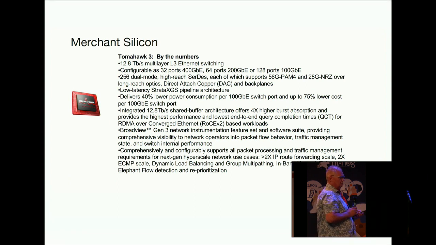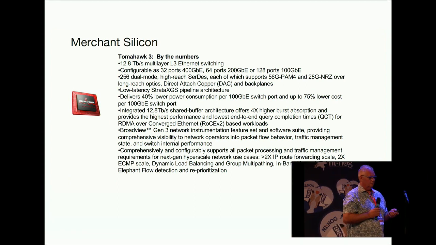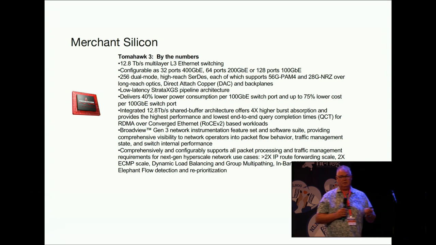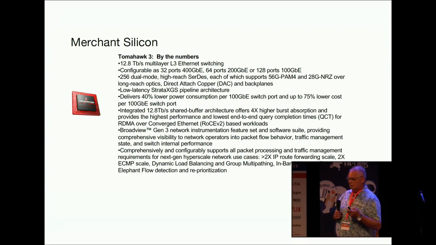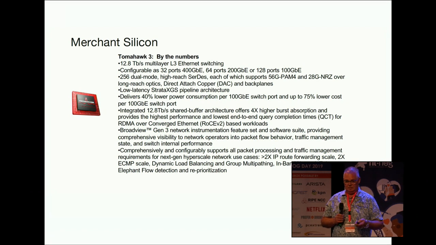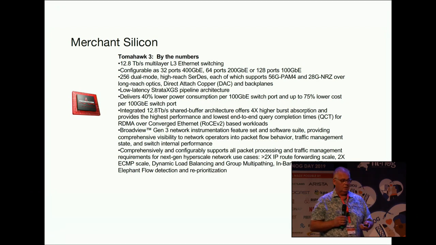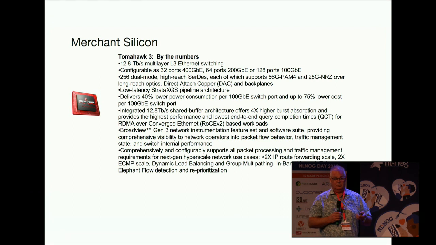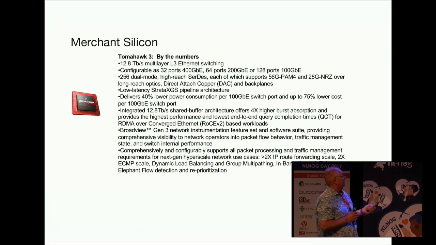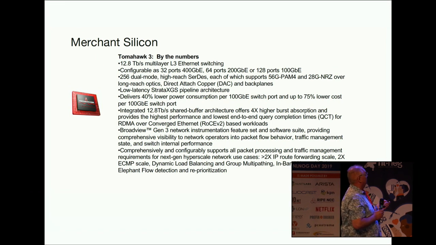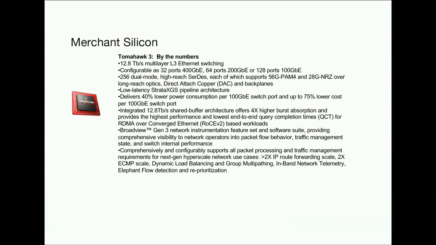So what makes this possible? It's merchant silicon. If you look at switching ASIC capabilities over the last 6 years, you will see a doubling of the density and a doubling of the feature richness of an ASIC every 2.5 years. This one is, for instance, the Tomahawk 3. What it has on a single chip are 32 ports of 400 gig E.